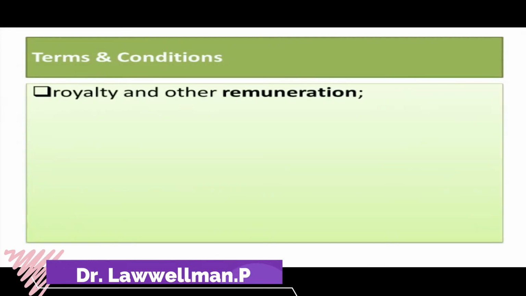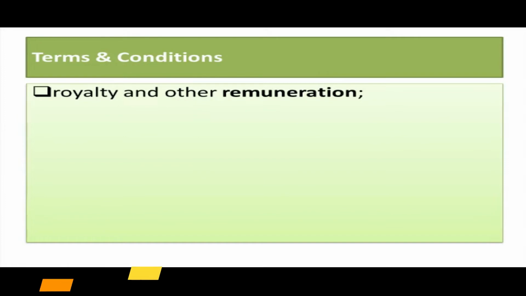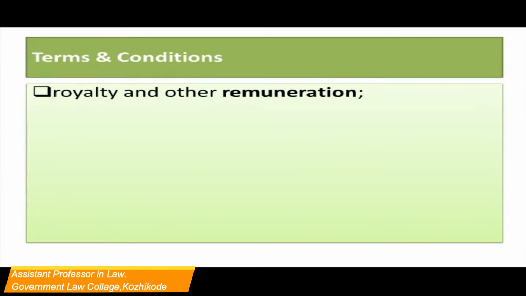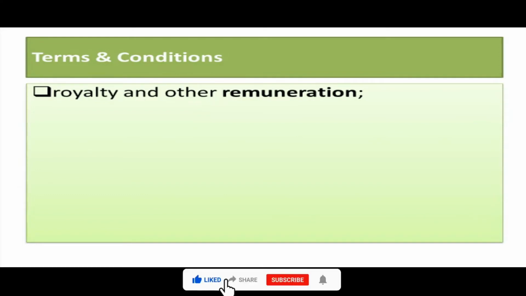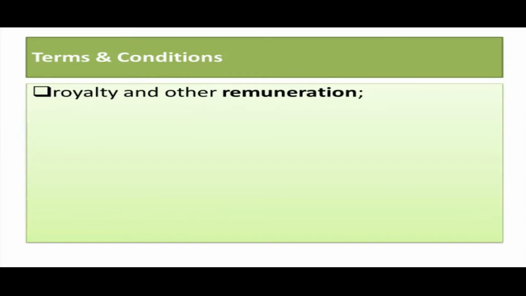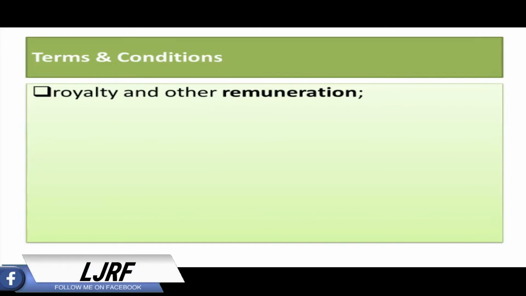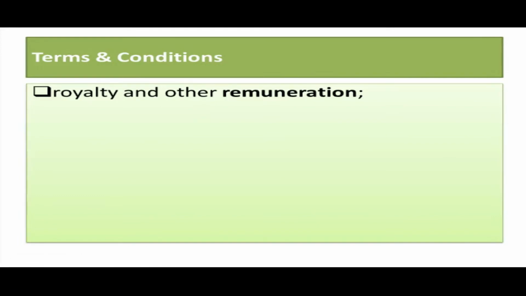And terms and conditions. What are the terms and conditions that can be stipulated? Royalty and other remuneration. It is not that when a compulsory license is granted, it is granted without any benefit to the original patent holder. The original patent holder will be given a remuneration, a royalty, which is considered reasonable by the Controller of Patents. In the example we considered, it was 6% of the revenue available to the compulsory licensee.